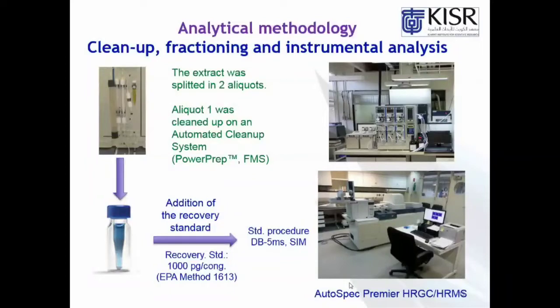To that, we added the recovery standard. Then we did the analysis on the HRMS system with a DB-5MS column, at 10,000 resolution, under the normal conditions established in the reference method for this kind of analysis. I'm talking about dioxins. In the case of PCBs, we did the analysis with a single quad GC-MS instrument. Regarding the organochlorine pesticides and PBDEs, we did this analysis on an Agilent GC-MS instrument, all of them on 30 meter columns. PBDEs also on the GC-MS instrument with 50 meter columns, and non-dioxin-like PCBs were analyzed on a single quad instrument with a 30 meter DB-5MS column. These are, in general, all the target analytes that we cover in this presentation.